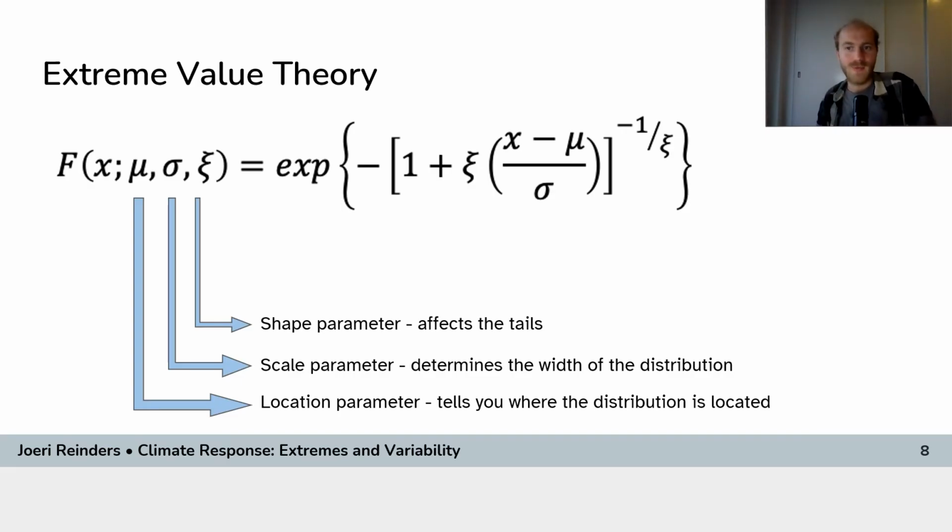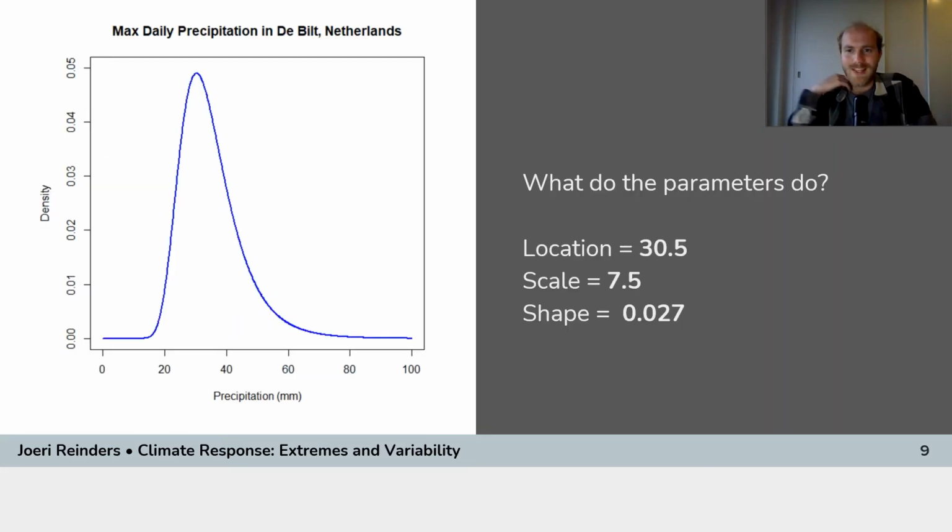And then the shape is what is most interesting to us because it determines the thickness of the tails of our distribution. The bigger the shape parameter, the thicker the tails get, the more extreme some of the values will be in our record. Let's look at the different behaviors of those parameters. So here we have a GEV distribution. You can already see it's a little different from the normal distributions we had seen before. The tail on the higher end of our precipitation is much thicker, which was the issue we had with the normal distribution and our data. Here you have a location parameter of 30.5, a shape parameter of 7.5, and a scale of 0.027.